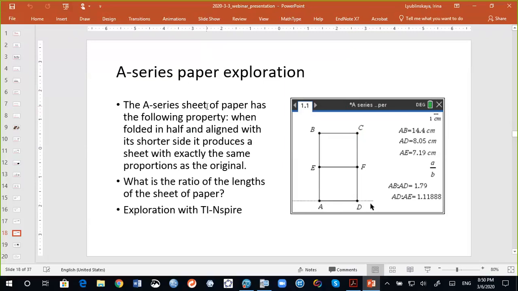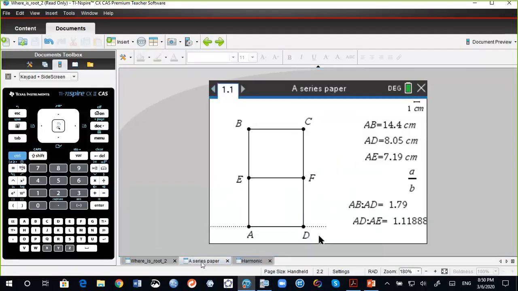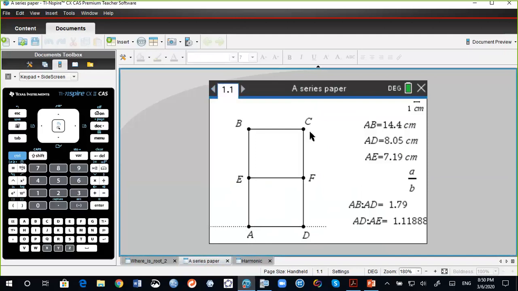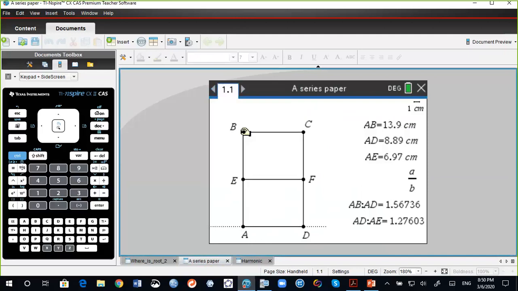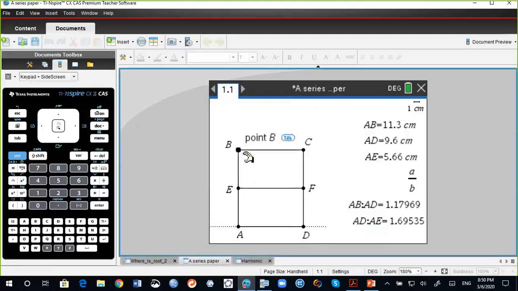So the question for student explorations could be, what is the ratio of the length of the sheet of paper? This is a very simple construction that students can do. I already did this construction over here. You can use a rectangle of variable size, and then folding paper by half means finding the midpoints on the longer side. And we are comparing the ratio of sides AB and AD for the original rectangle with the ratio of sides EF and AE for the new rectangle, which is half of the previous one.